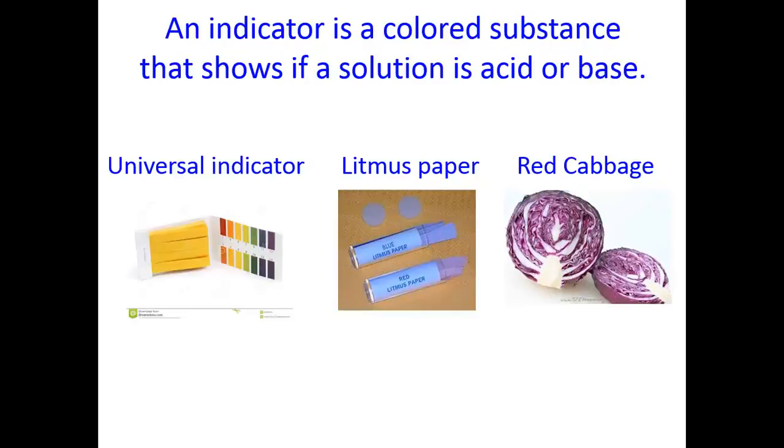An indicator is a colored substance that shows if a solution is acid or base. Here are 3 examples. We use a universal indicator, which can be a paper or a liquid, litmus paper, and red cabbage. You'll be using red cabbage in your lab.